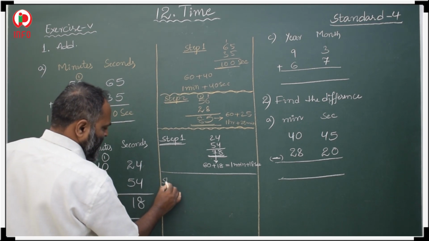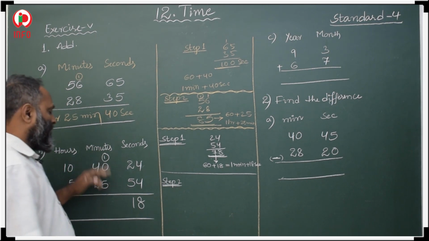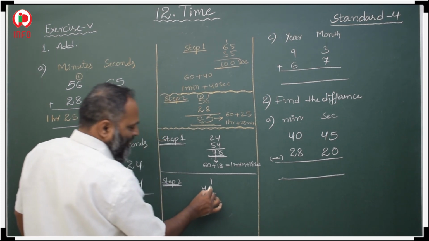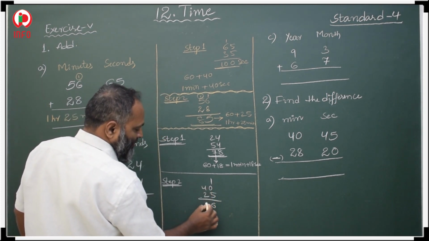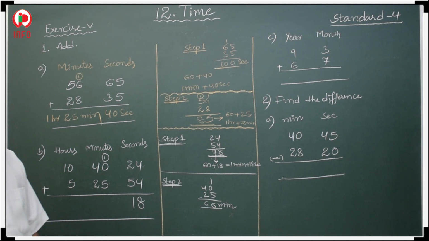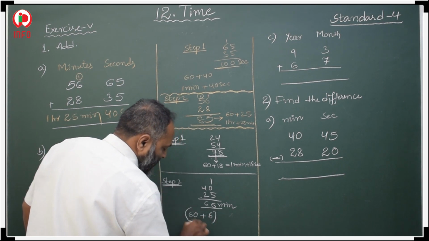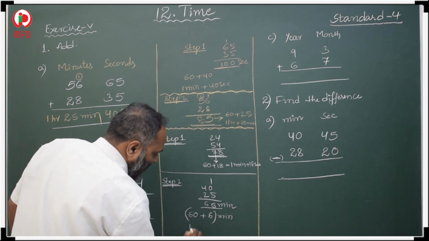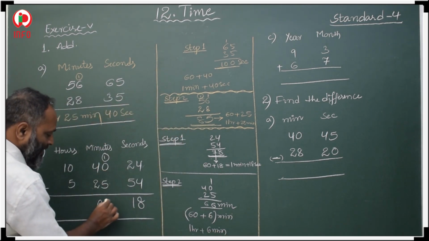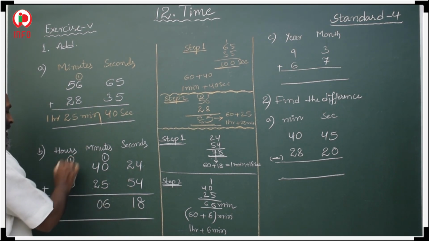Second step, step 2, add 40, 25 and 1, 1 minute, 40 minutes and 25 minutes, 5 plus 0, 5, 5 plus 1, 6, 4 plus 2, 6, 66 minutes. How many minutes, 66 minutes, then how to write this 66 minutes, that is 60 plus 6 minutes. 60 minutes means 1 hour. 1 hour, 6 minutes. So, minutes we should take in the minutes, that is 6 minutes. 6 means 06 we should write, and 1 hour. So, that 1 hour we should take carry over here.